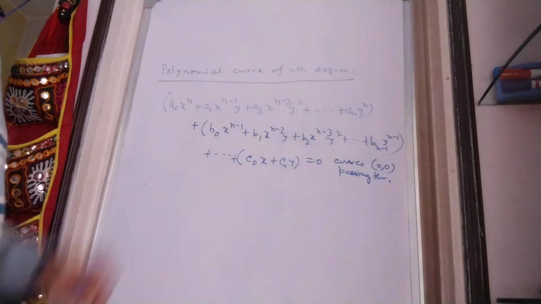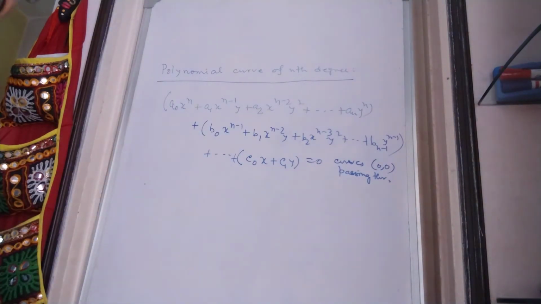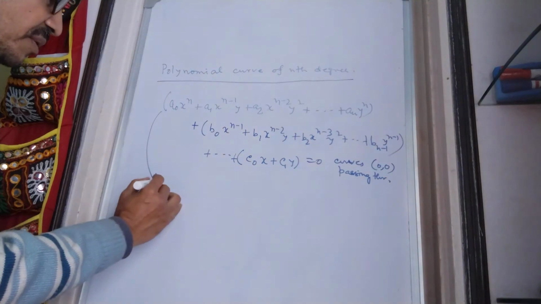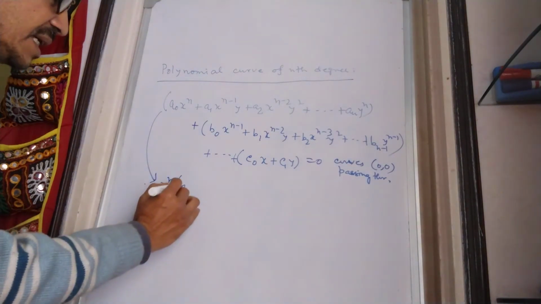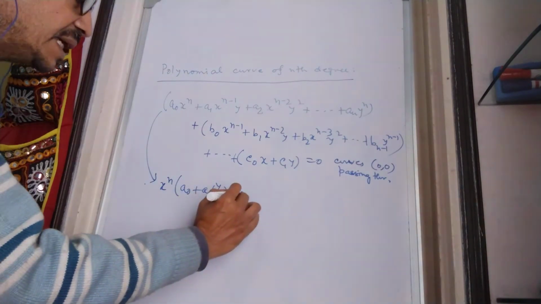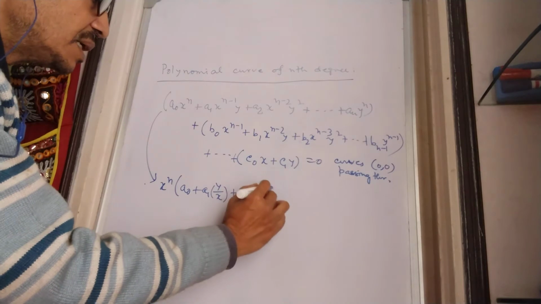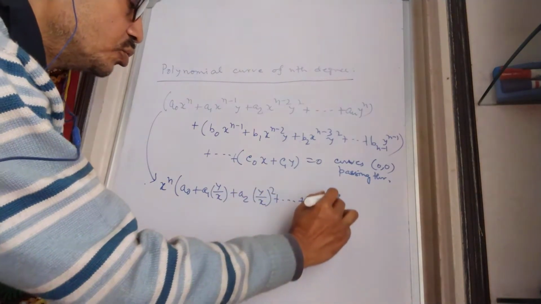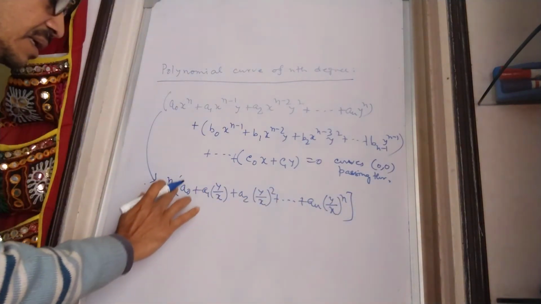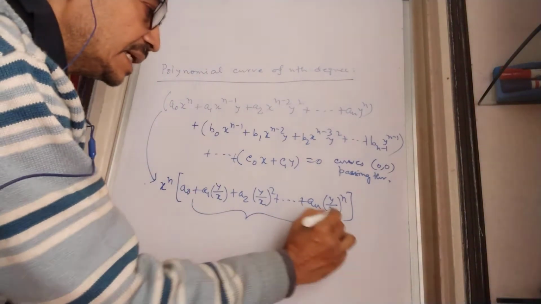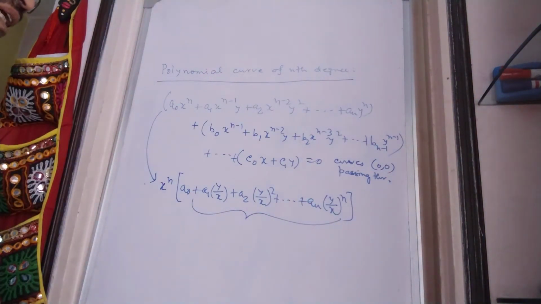Now, the utility of writing the polynomial curve of nth degree in this way is that if we take x to the power n common from the first term, we obviously have a0 plus a1 y by x, isn't it so, plus a2 y by x whole square plus dot dot dot an y by x whole to the power n. So, we may write this term as a polynomial in terms of y by x.